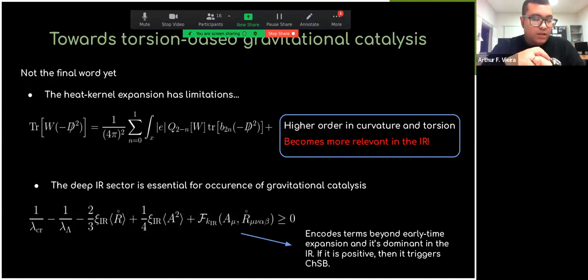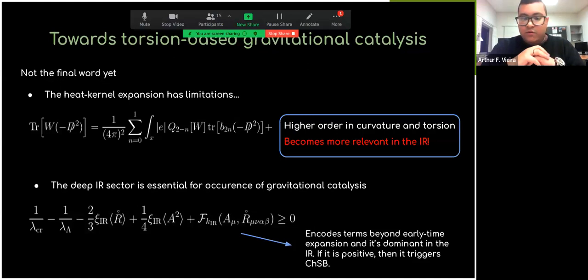So maybe a late time heat kernel expansion, or another technique, will actually be needed to reach this. And if this is possible, then the deep IR sector is essential for the occurrence of gravitational catalysis.